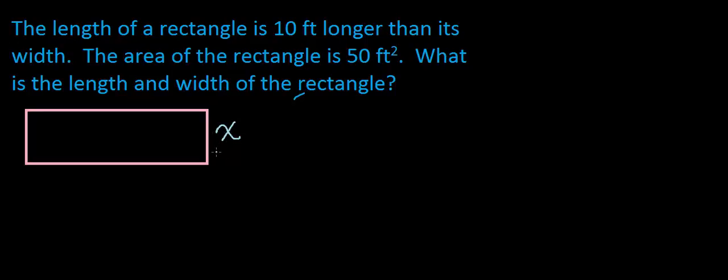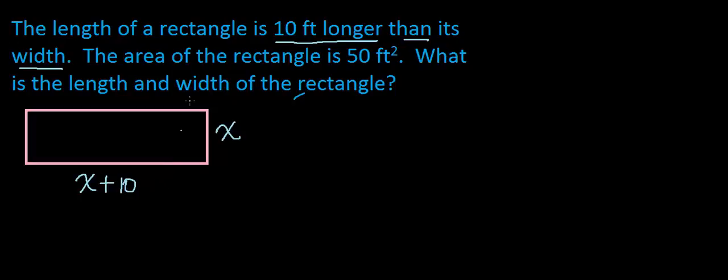Once you've labeled the width, we're going to label the length. The length is 10 feet longer than its width. So if the width is x, 10 feet longer means x plus 10. Here we have labeled both sides of the rectangle.